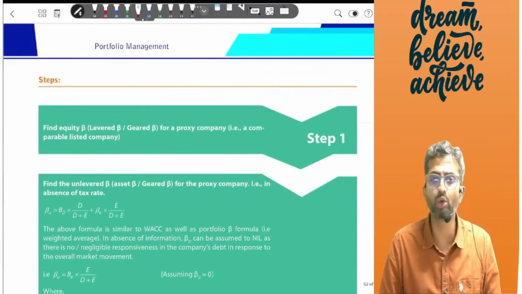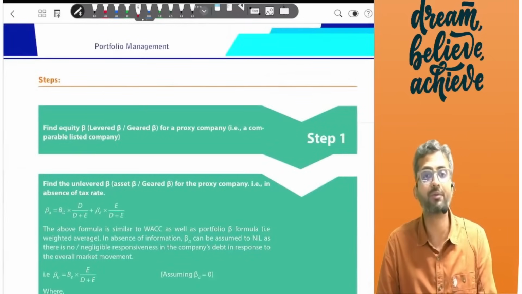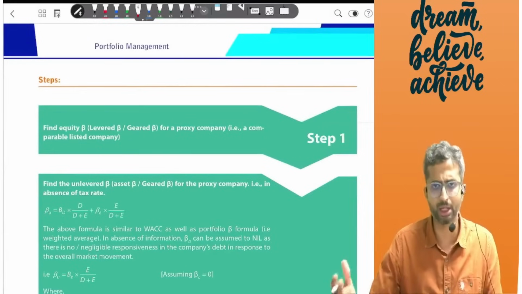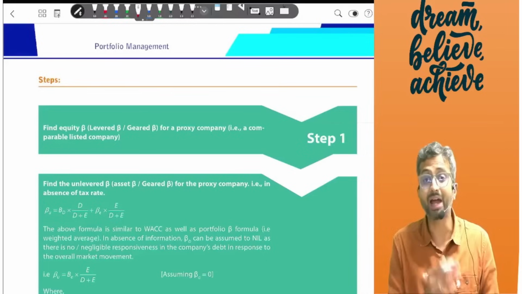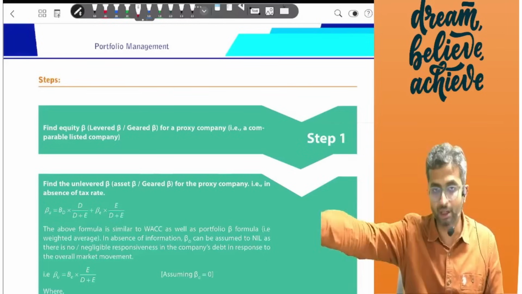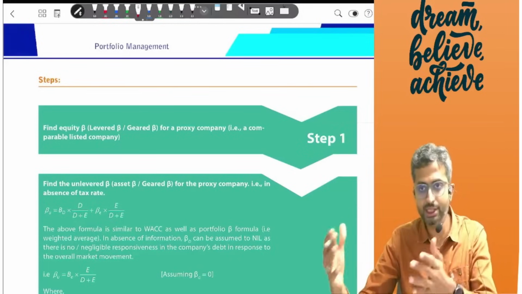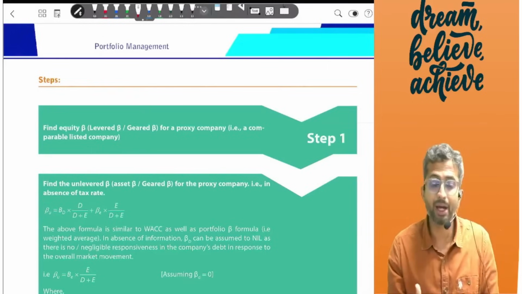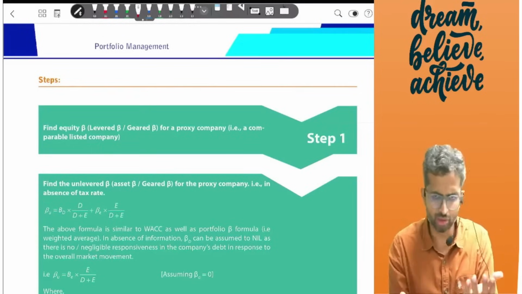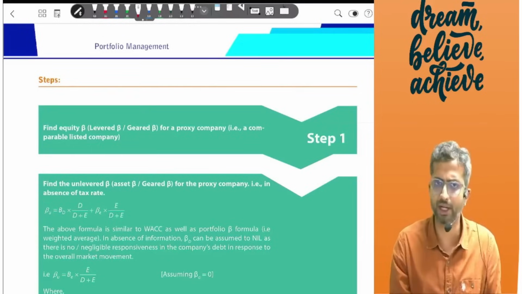Well, I will have to go through a series of steps where I will first identify a proxy company like Britannia, or a set of proxy companies, or an industry. Once I do that, I will try to find the equity beta of that company. I'm saying that this company is similar to me in my operations. However, I might have a different financing structure, that is debt and equity. They might have a different financing structure.